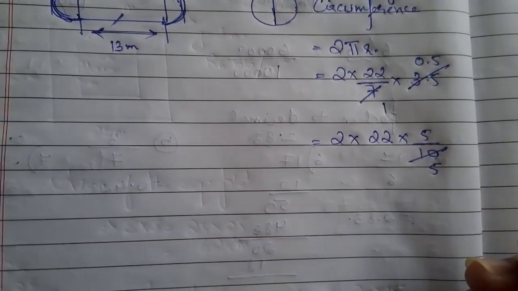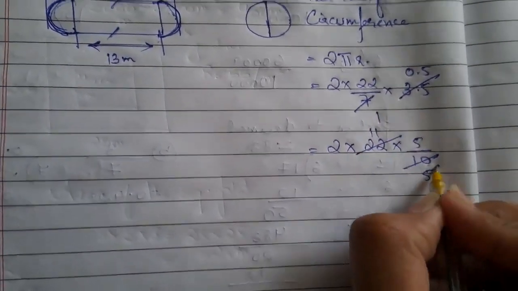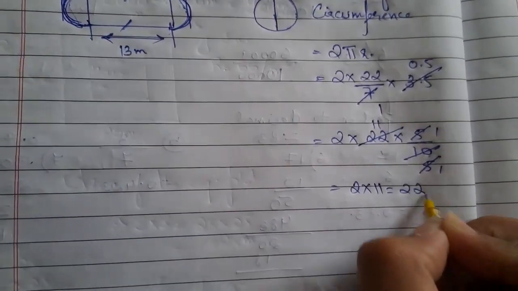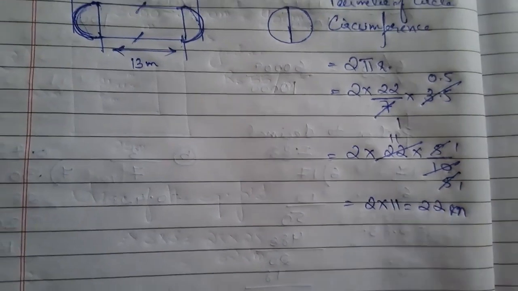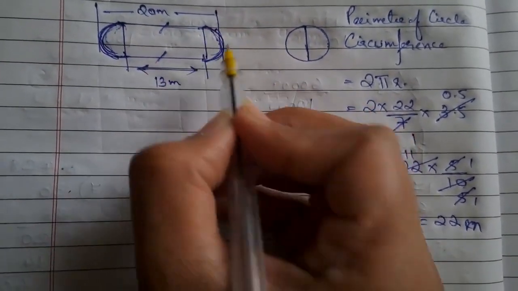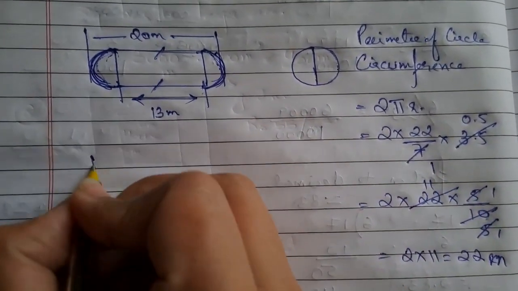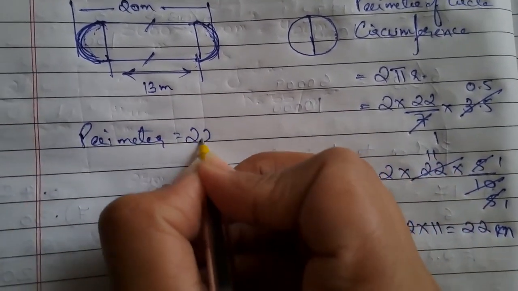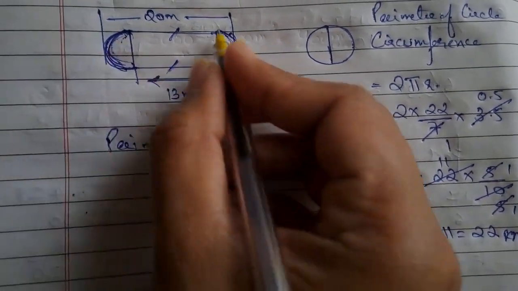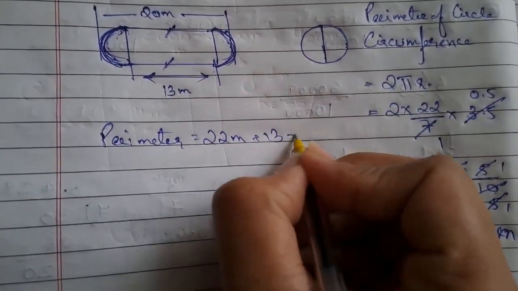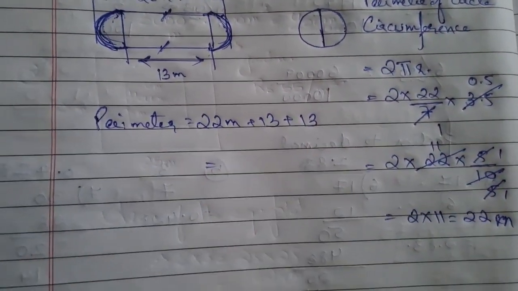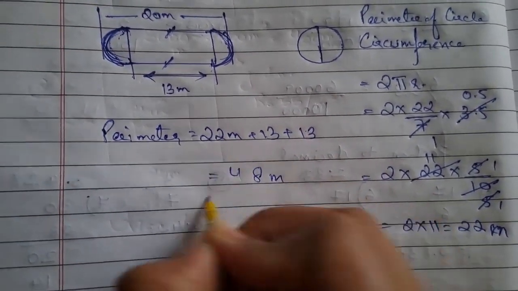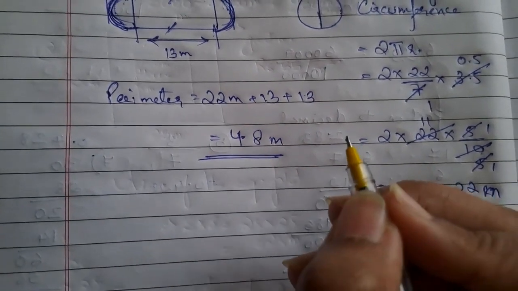2 5s are 10, 2 1s are 2, 5 1s are 5. What are you left with? 2 into 11, which is nothing but 22 meters is the perimeter. So this curve path plus this curve path is 22 meters. So the perimeter is equal to 22 meters plus this is done. Now these two plus 13 plus 13. So that's going to be 6, 7, 8, 2, 3, 4. 48 meters will be the perimeter. This was what was missed.